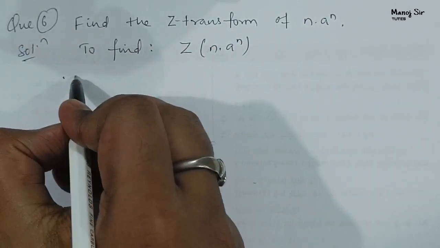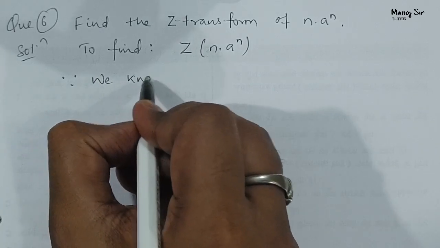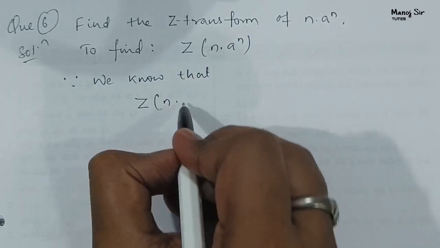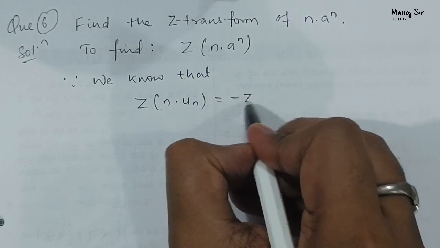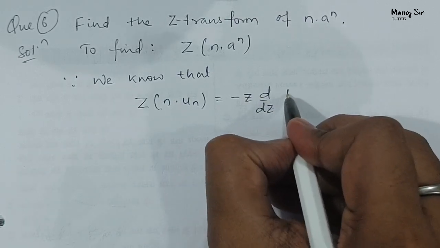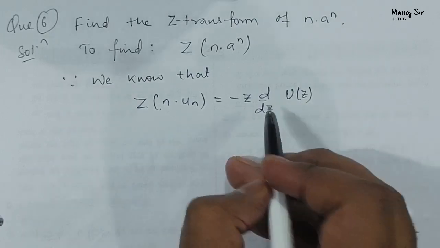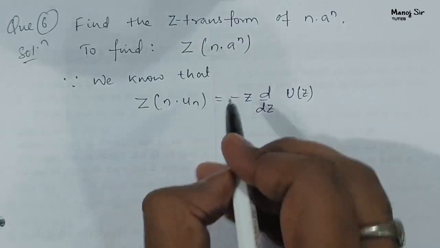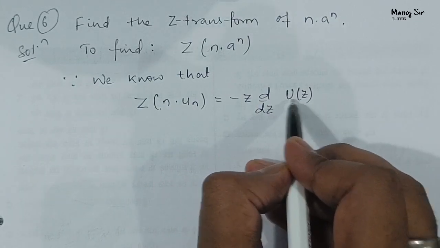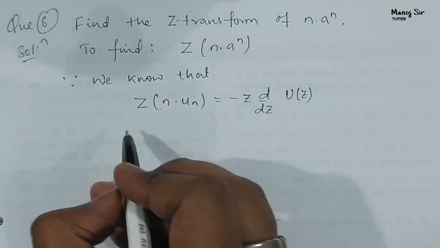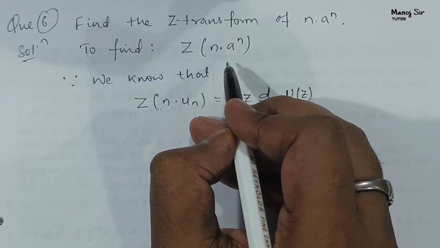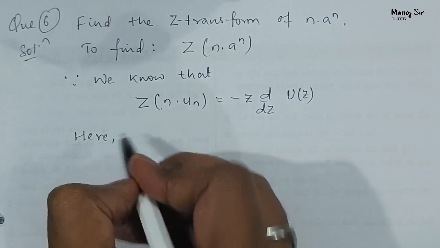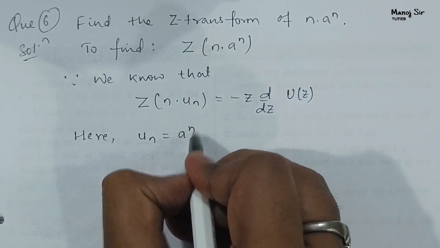Since we know that Z transform of n into u(n) is equal to minus z d/dz of U(z), just now we have seen this: if n is multiplied with u(n) and we need to find the Z transform, then it is equal to minus z d/dz of U(z). Comparing, we get u(n) equal to a to the power n.